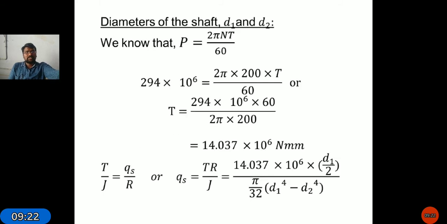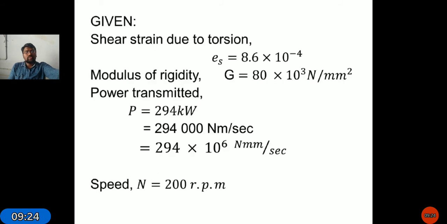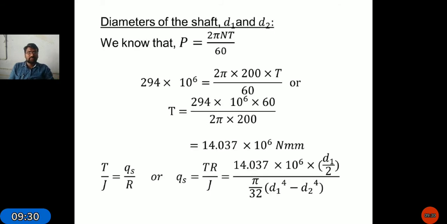Okay, next, note down the required data. We need to calculate the internal and external diameter of the hollow shaft. First of all, by using the power equation, power equals 2 pi N T by 60. By substituting the given power value and speed in the power equation we will get the torque, that is 14.037 into 10 power 6 Newton millimeter.